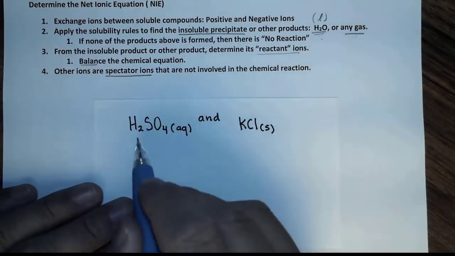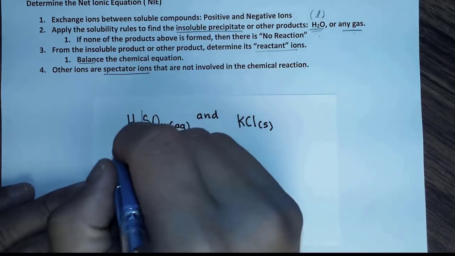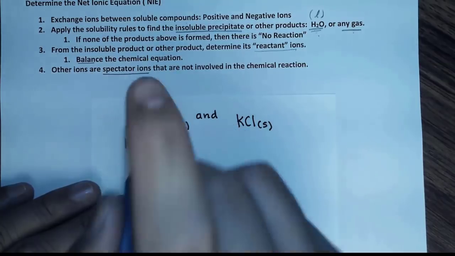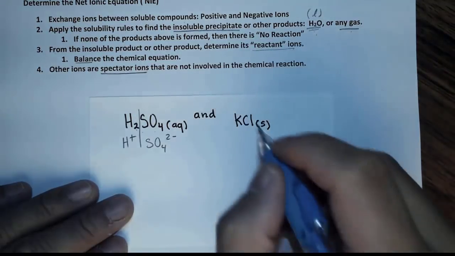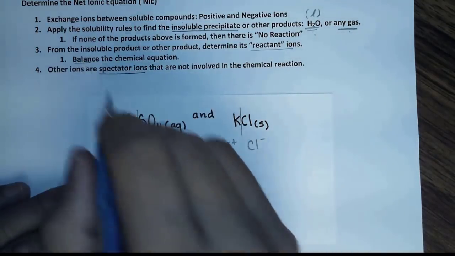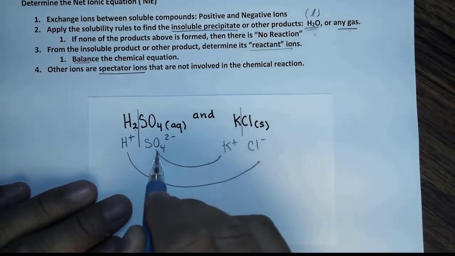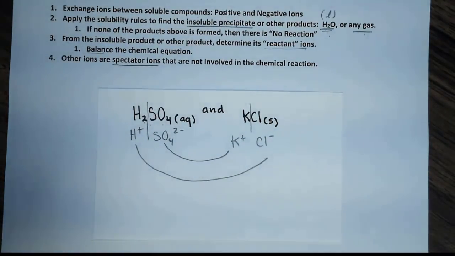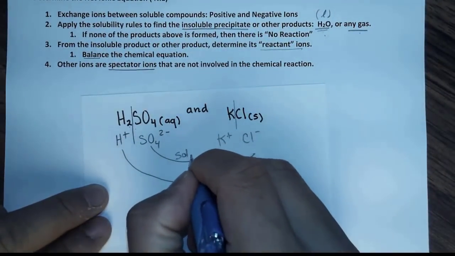Let's try another problem. In this case, I have sulfuric acid right here combined with potassium chloride. Now let's separate this and identify the ions. So we have H+ right there. Notice how I don't care about the subscript for now. I just find the ions. And this is sulfate, SO4 2-. And over here we will have potassium plus and Cl-. We exchange ions and combine to make new compounds. In this case, if we go back to the solubility rules, group 1A will always be soluble, so therefore this is soluble.